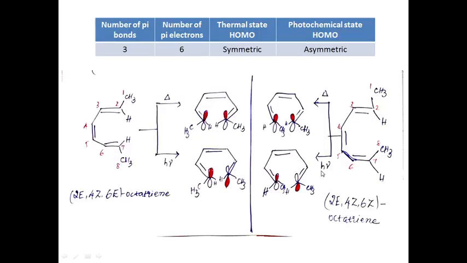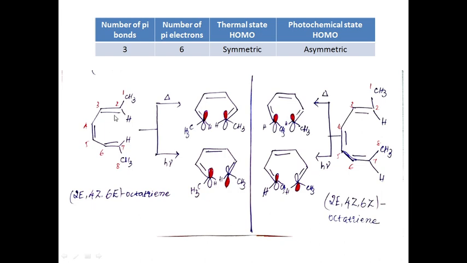Let us look at this example. 2E, 4Z, 6E octatriene. You should be familiar with this E and Z notation. I have already discussed it in your class. Yet once again, let us recall. E means opposite. Z means together. Okay. So the first priority on the opposite side gives you E configuration. The first priority on the same side gives you Z configuration.